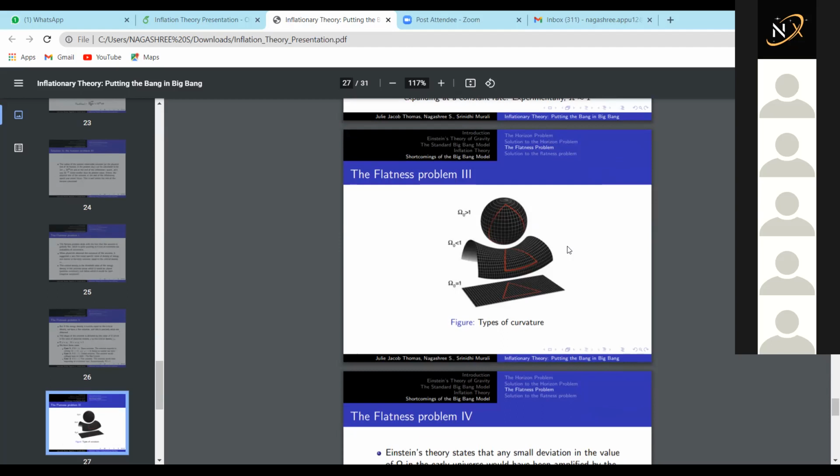So if this was the case, then the whole universe would just, we will call this an open universe, so that everything would just fly off, and no galaxies or anything could have been formed. So that is the positive curvature.